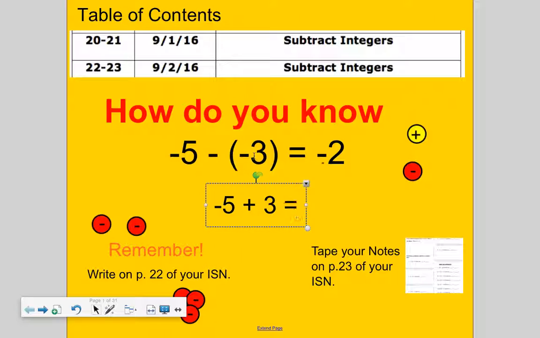I have more negatives by 2. So they both came up with the same answer. Negative 5 minus negative 3 is equivalent of saying negative 5 plus 3. So I kept the first number, I flipped the subtraction to adding, and then I changed the negative 3 to the opposite, which was 3.